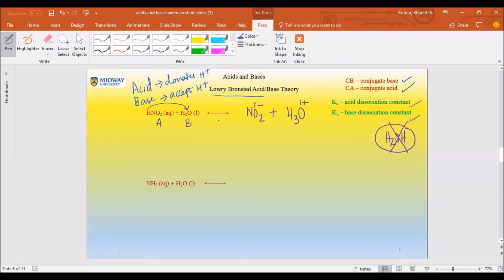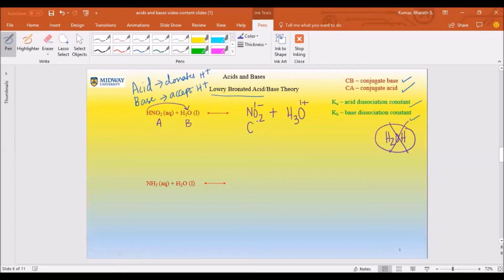With that said, the one that loses the proton gets a negative charge. How many does it get? It depends on how many protons were lost. Here only one was lost, so one negative. Only one proton is gained by the water because that's what the definition says: an acid donates a proton, a base accepts a proton, right? This is the base, that's the acid. So it's accepted the proton, right? Now what was the acid? It's now a conjugate base.